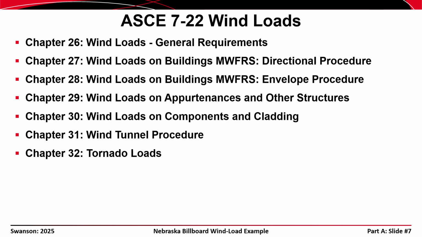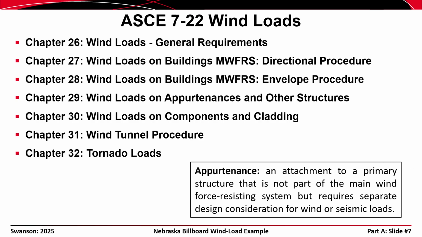Chapter 29 is where we find the provisions for wind loads on appurtenances and other structures. And if you're like me, you might not know what an appurtenance is if this is your first time seeing the word. An appurtenance is basically something that is attached to the main structure that, within this context, is going to collect wind loads and transfer them to the main wind force resisting system. Common examples of appurtenances include mechanical equipment, signs, solar panels, etc. Chapter 30 contains provisions for wind loads on components and cladding. Chapter 31 addresses procedures for wind tunnel testing, and Chapter 32 addresses tornado loads.